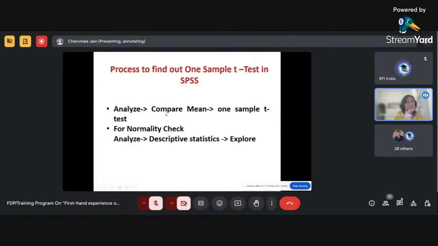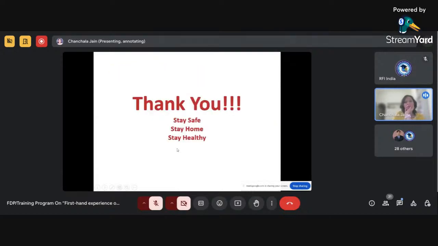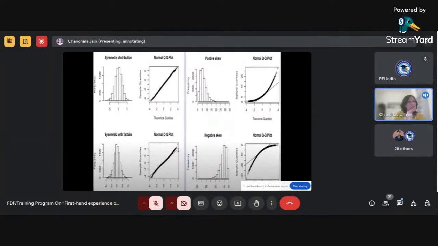Then further, how to apply one sample t-test. This is the procedure that we will see in the case of SPSS, right? So this is about the conceptual aspect of the one sample t-test. I hope it is clear to everyone.